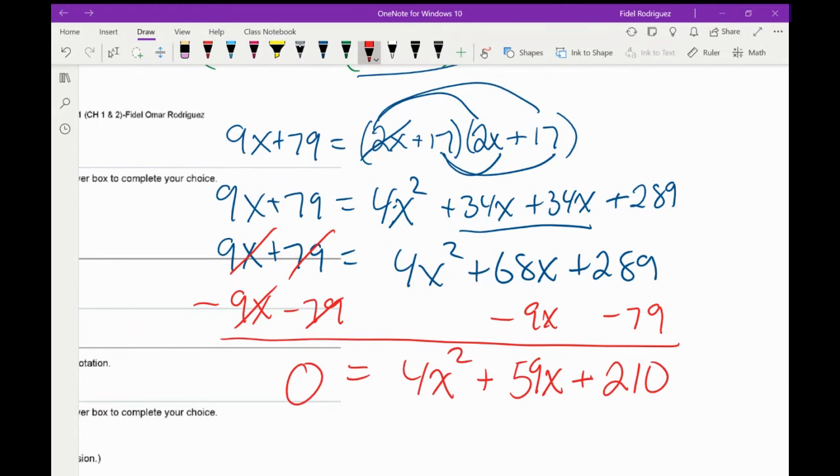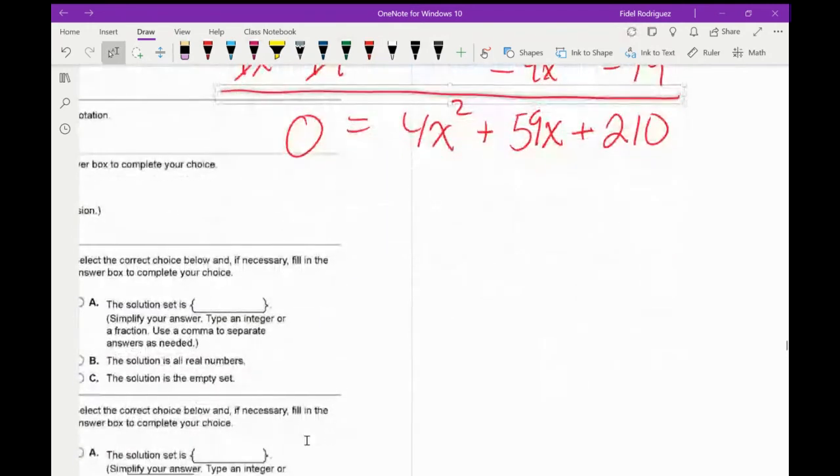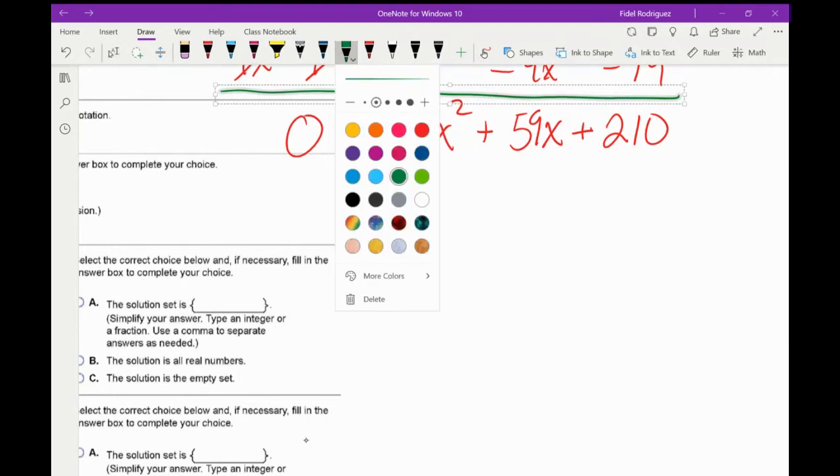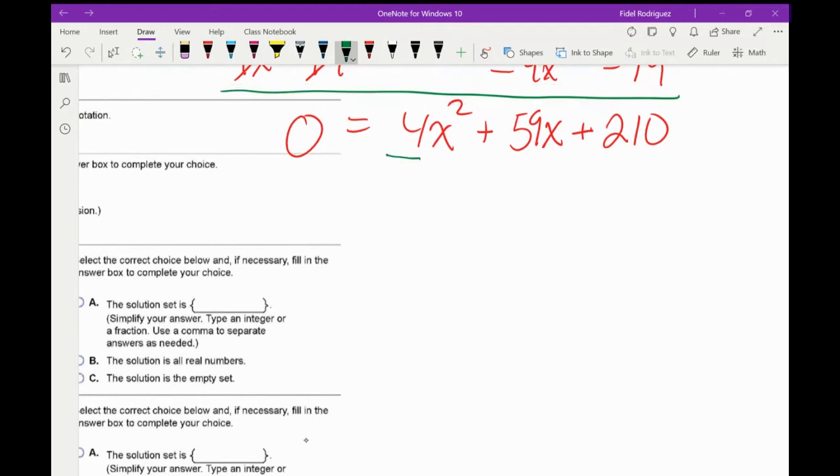Okay, so guys, now that I get to this step right here, what I want to do is see if I can solve this thing. I probably could factor it, but if I was going to factor this, I'd have to say, what's 4 times 210? Oh, I don't know. That's 840. And I'm going to be looking for pairs of numbers that are going to add up to 59. I might be here for a really, really long time.